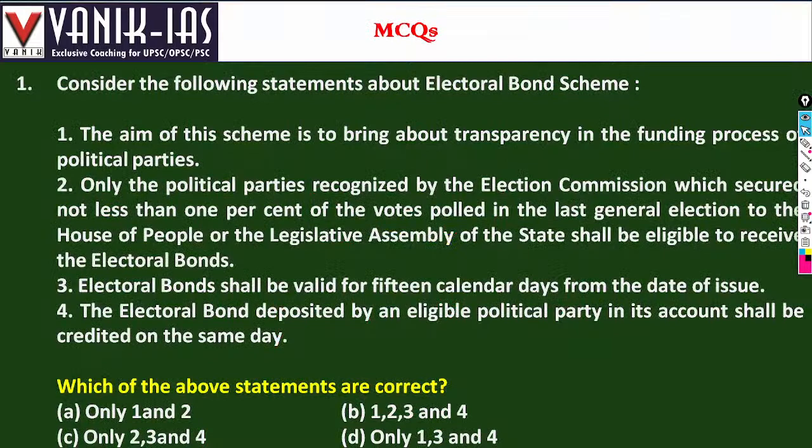And first, we will discuss objective questions. It's related to electoral bonds. So, what is the electoral bond scheme? Consider the following statements with respect to the electoral bond scheme. The aim of this scheme is to bring about transparency in the funding process of political parties. Yes. The aim is to bring transparency in the funding process of political parties. Right. So, the first statement is right.